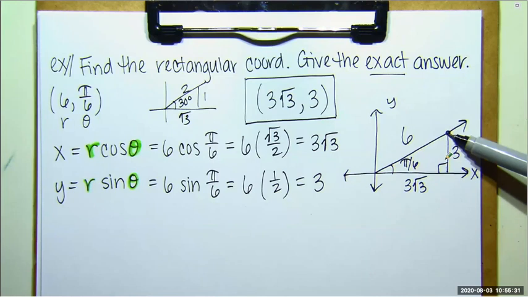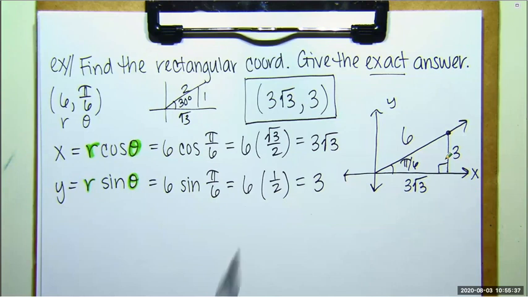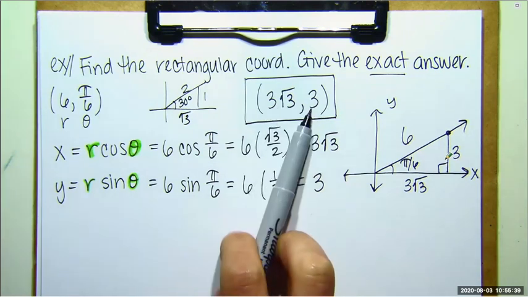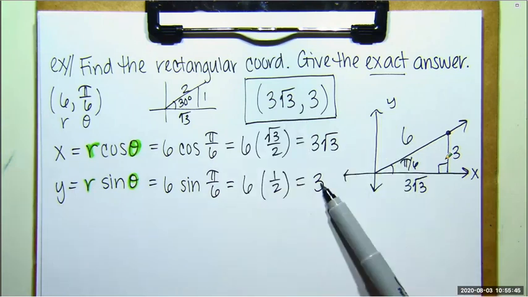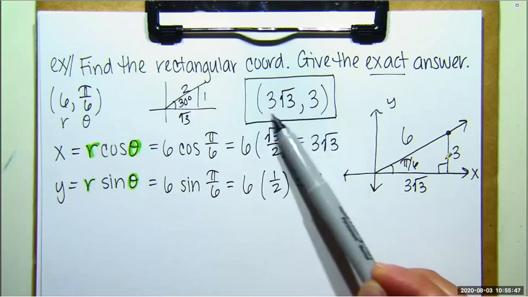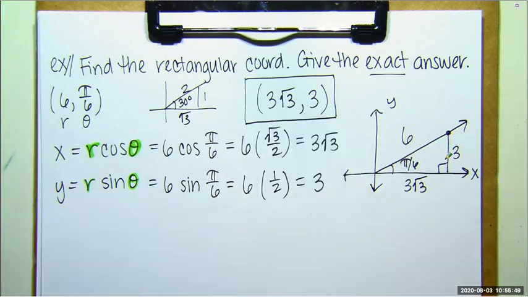This point is in the first quadrant, so x and y should both be positive. So you can check those things just to make sure you're on the right track. Okay, our answer here, the rectangular coordinates, they need to be given as an ordered pair, x comma y. So if you were doing this on paper for a quiz or a test, you wouldn't just write these things. You need to make sure you write them as an ordered pair, x comma y.